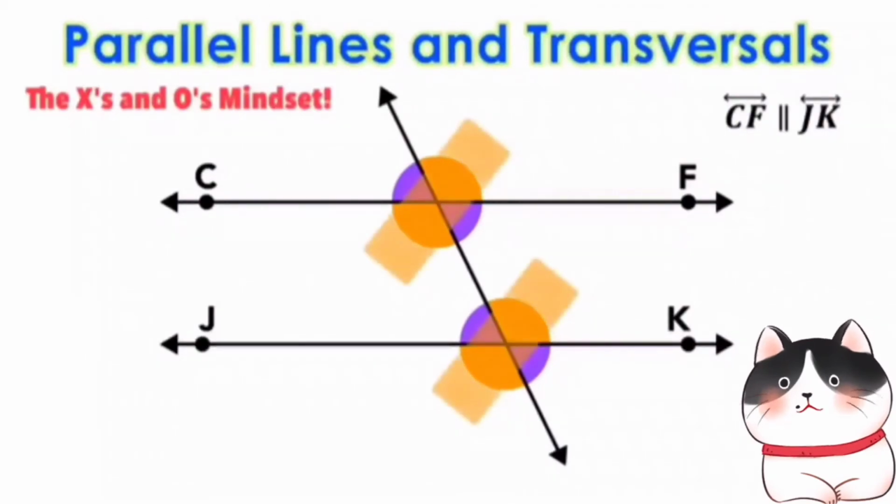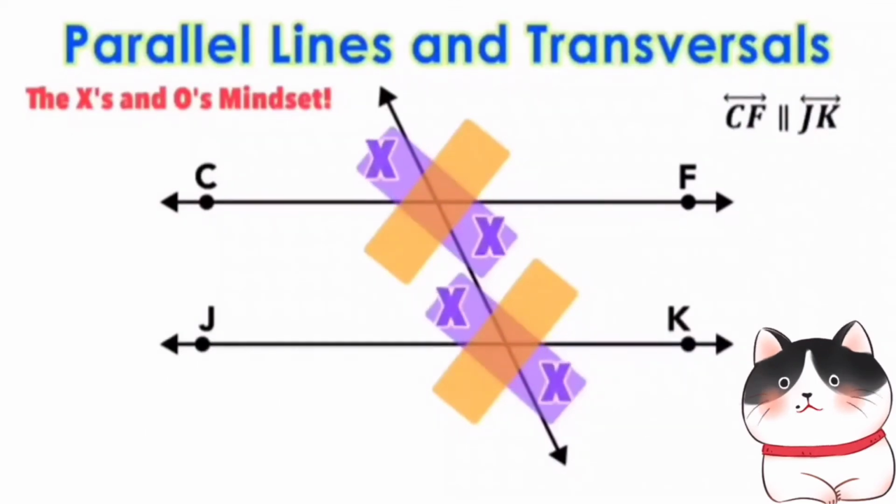Now, this mindset involves differentiating between the obtuse angles and the acute angles using some kind of a diagonal mark. So in this case, I have a diagonal orange streak for the obtuse angles and a diagonal purple streak for the acute angles. Next, I'm going to label all of the acute angles with the letter X and all of the obtuse angles with the letter O. Now again, you can reverse this and make the acute angles O's and the obtuse angles X's. As long as you are consistent, this mindset method will still work.